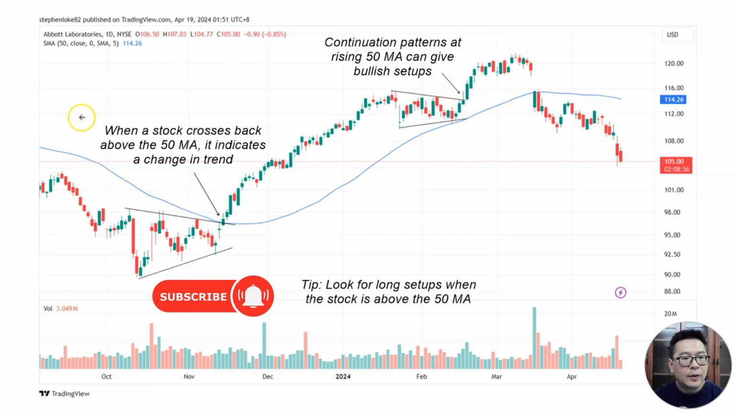Now, when the stock is below the 50 MA and is declining, it's bearish. But when a stock crosses back above the 50 MA, it indicates a change in trend. For example, here the stock formed a triangle pattern. A triangle pattern can be a bottoming pattern as well. The moment it breaks out from this triangle pattern, it also went above the 50 MA, and you can see how nice the rise is.